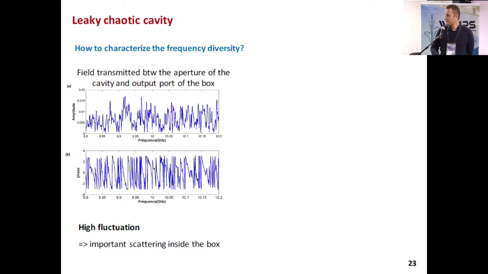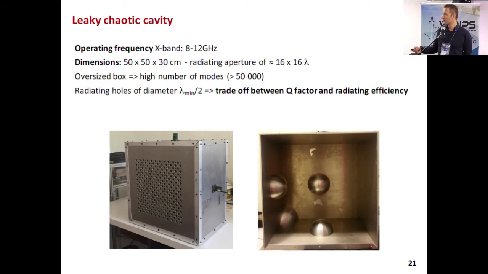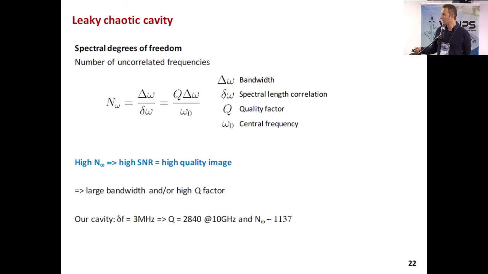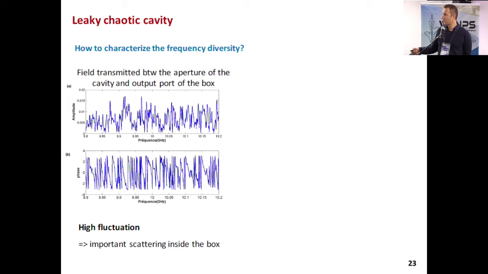So can we check that in practice? Yes, we can. We record the field transmitted between the aperture of the cavity and the output port of the box. We placed a probe in front of one of the holes, and we send a signal by one of the ports, and we look at the field that is coming as a function of the frequency. We can see that this field varies a lot. There are a lot of fluctuations in both amplitude and phase. So this somehow translates that we have an important scattering inside the box.